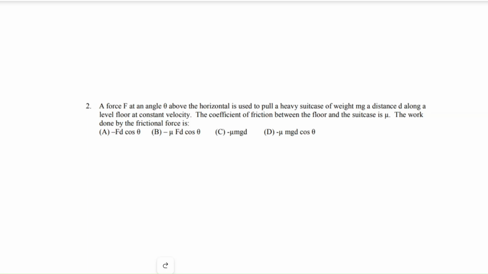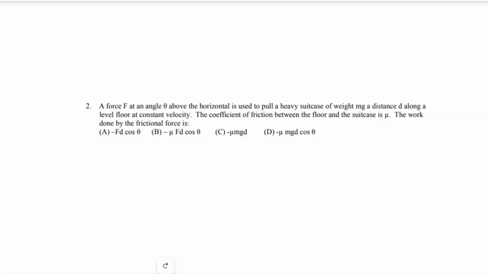It says a force F at an angle theta above the horizontal is used to pull a heavy suitcase of weight mg a distance d along a level floor at constant velocity. The coefficient of friction between the floor and the suitcase is mu. The work done by the frictional force is, and then we have our choices.